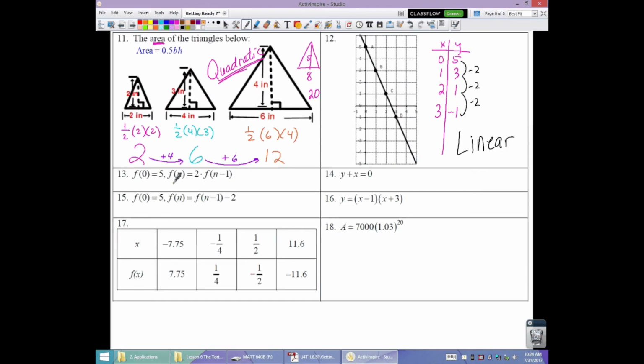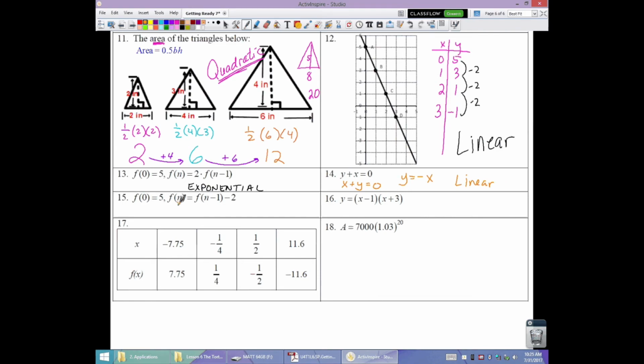All right, number 13, to get the next number, we do 2 times the last number. Definitely makes it exponential. Number 14 might not look like exactly what you're used to. Maybe you recognize it as a slightly reversed standard form of a linear equation. You could also subtract x from both sides and think of it as y equals negative x, so that it looks like slope-intercept form. But regardless, this is definitely a linear equation. There are no exponents. X and y are not multiplied. There's no variables in the denominator, so we're safe saying linear.